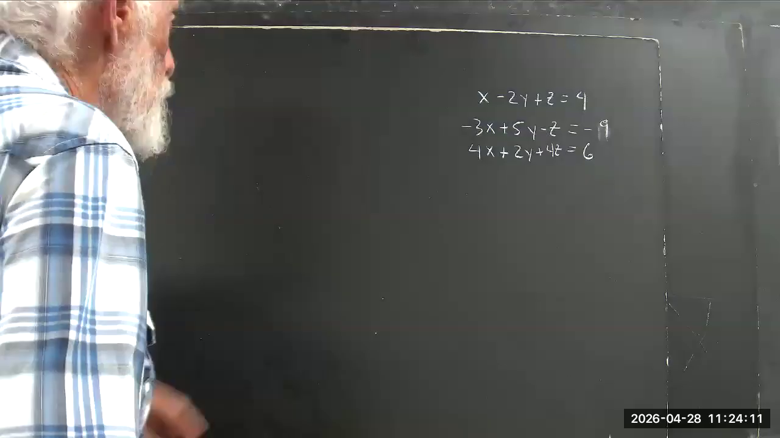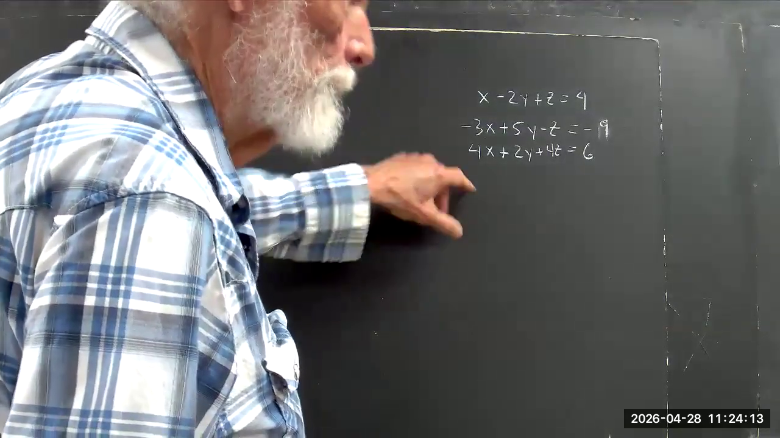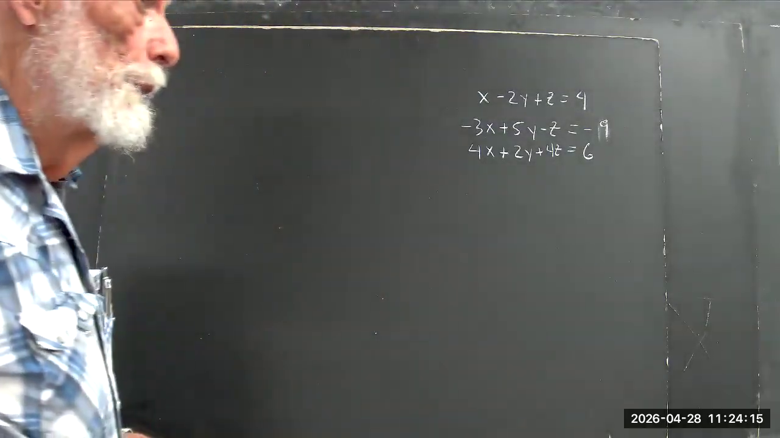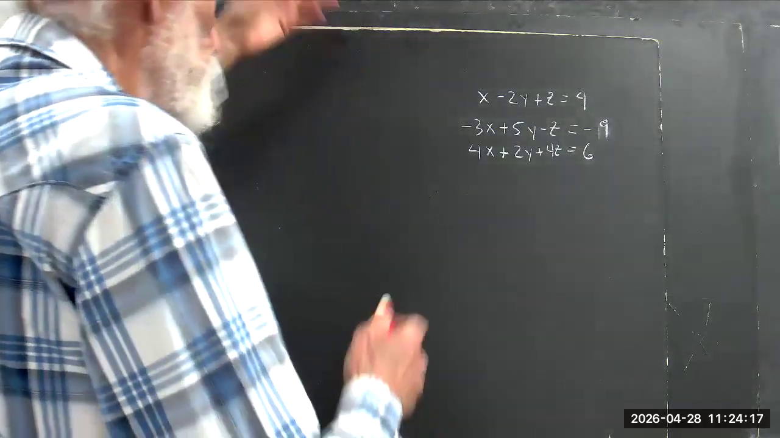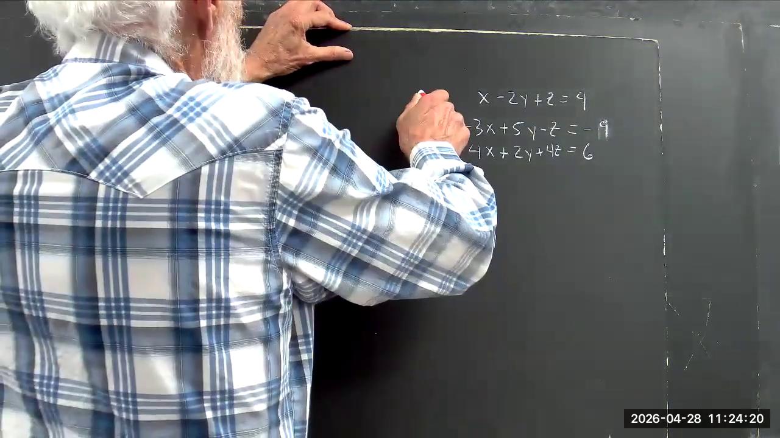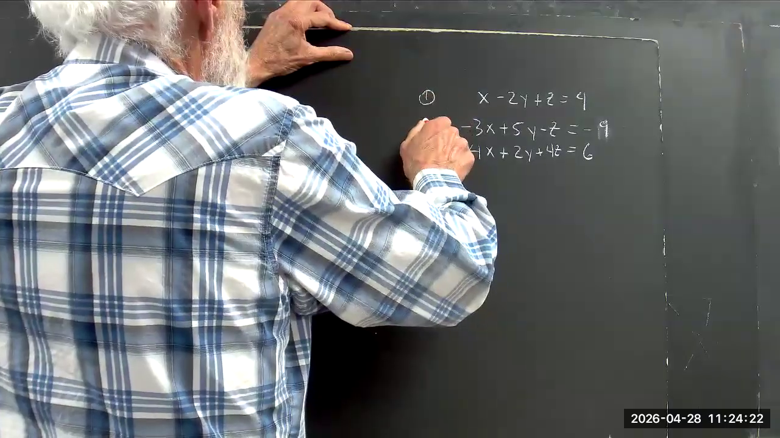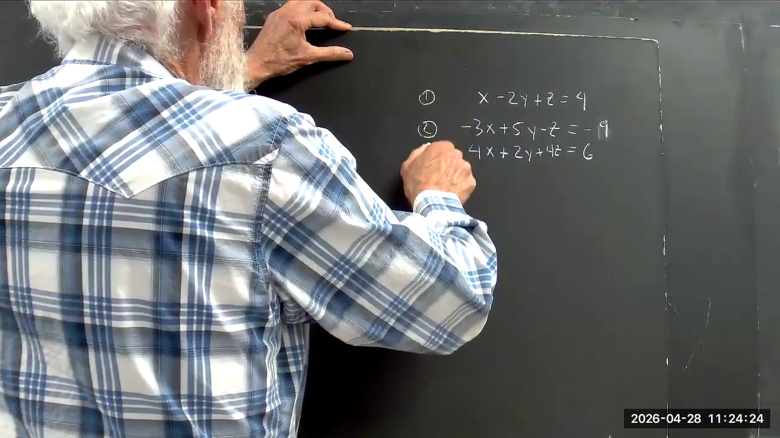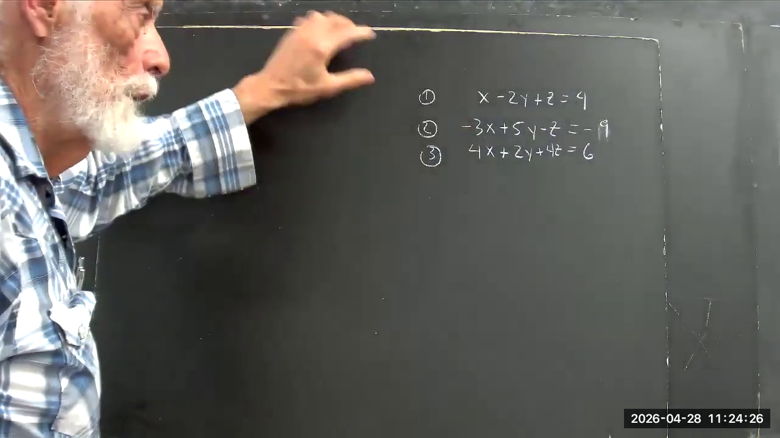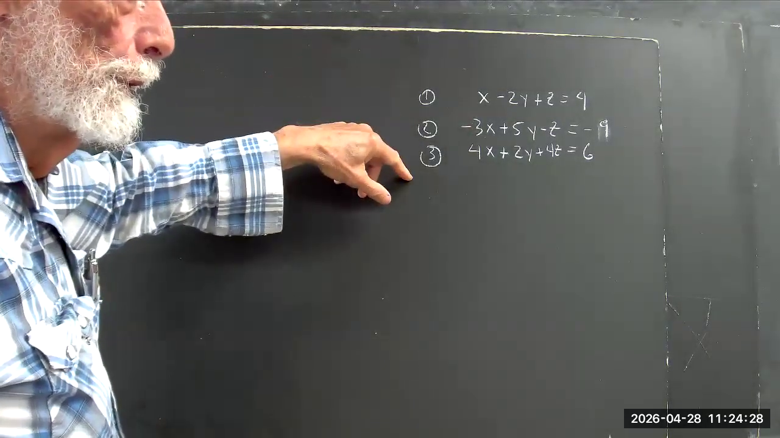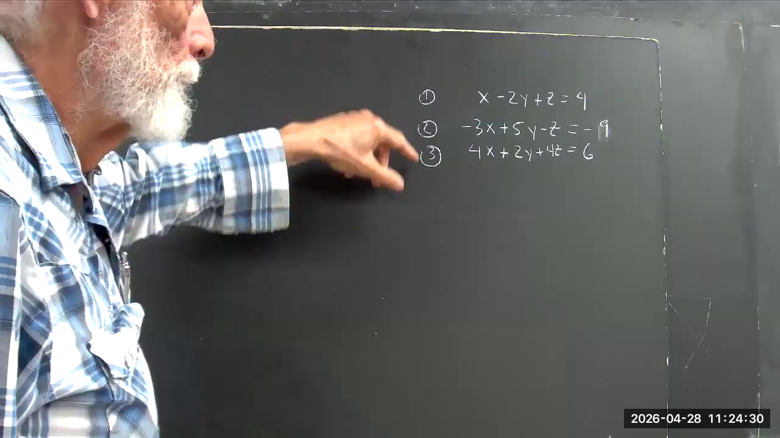Okay, we are trying to solve this system. It's a system of three equations and three unknowns. The way I suggest you do these is you number the equations 1, 2, and 3 with circled numbers.